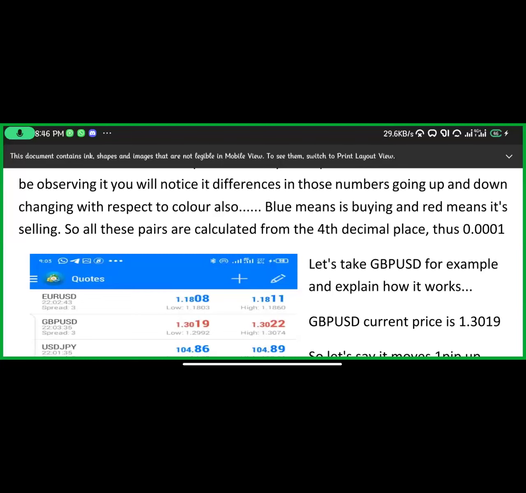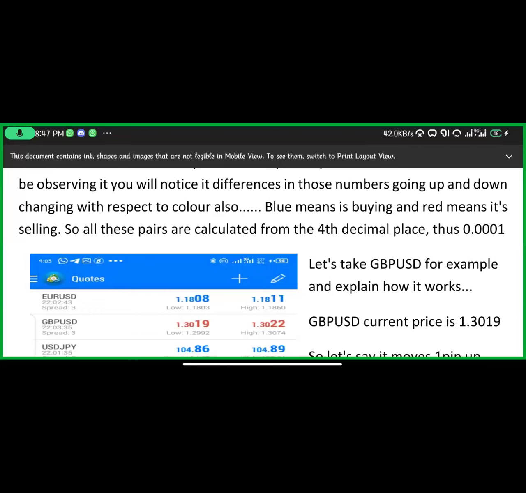But if the color of the price changes to red, if you notice the price changing to red, it dropped down to what? 1.0956. That means the market is selling. So all these pairs are calculated from the 4th decimal. That means from the last decimal.